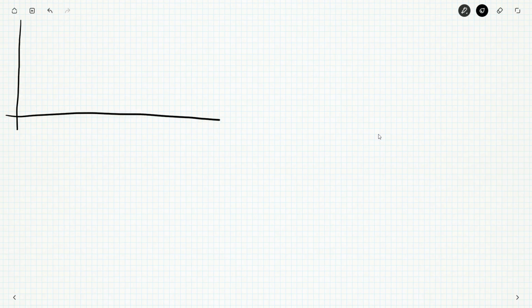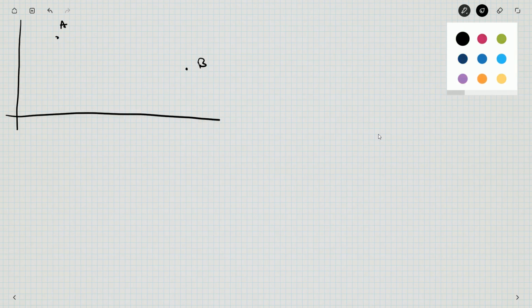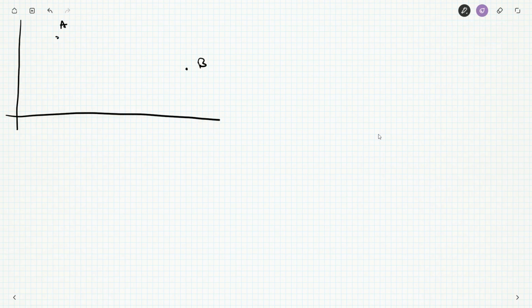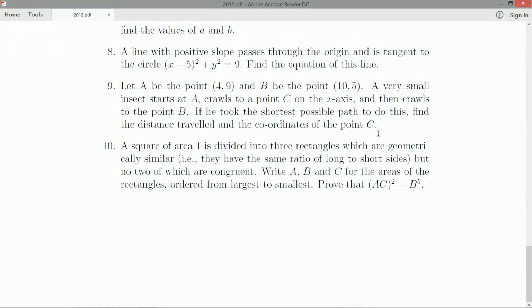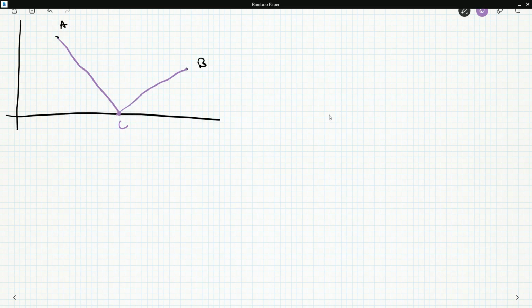So we have (4, 9). Let's say that's here. And we have (10, 5), so let's say that's here. So this guy walks to some point C, and then to B. Right? And that's it. Crawls to C on the x-axis, then to point B, takes the shortest path possible. Find the distance traveled and the coordinates of the point C.